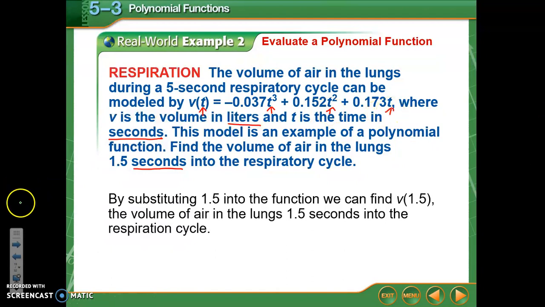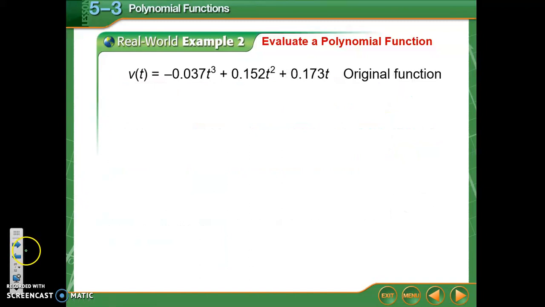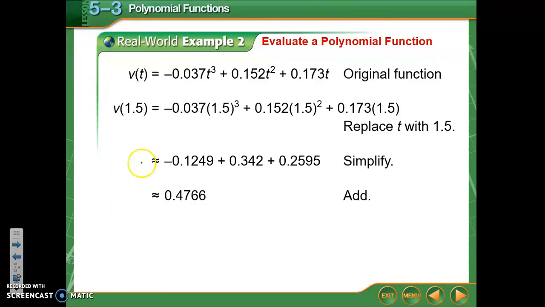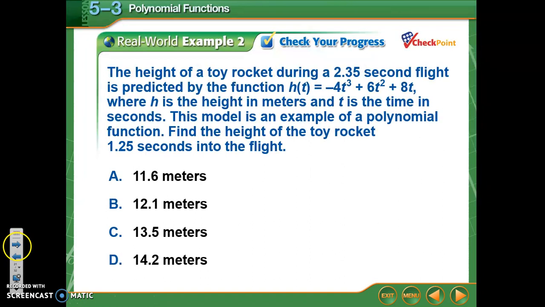This is one where you would be able to use a calculator. So we plug 1.5 in to each of our places where we see t, and we do those calculations, and then we add and subtract. Notice here that they're putting the approximation sign because they had to round these to the nearest. Most of them they round to the nearest 10,000th. This one they rounded to the nearest 1,000th. This gives us 0.4766. And since that is an answer that is volume, your units are super important. Your units here are liters. So there would be 0.4766 liters of air in the lungs after 1.5 seconds. Okay, you guys try this one.